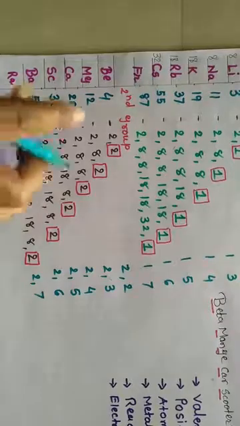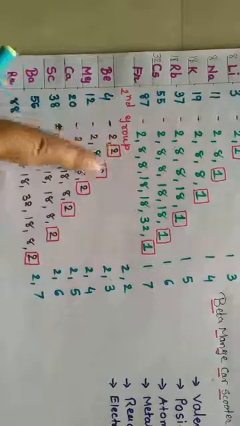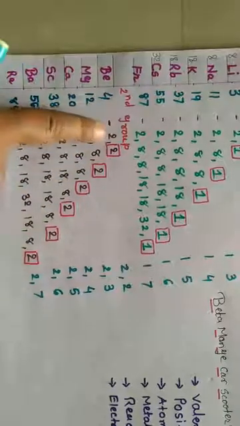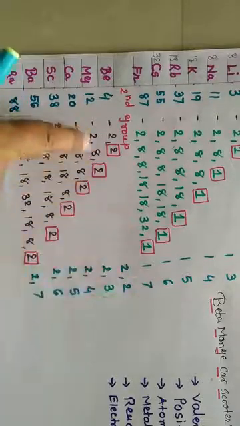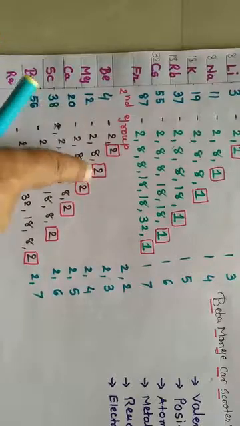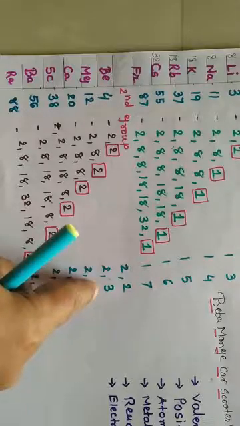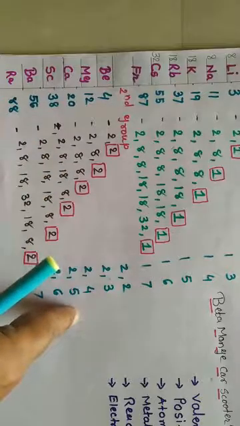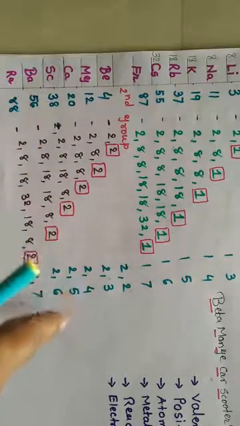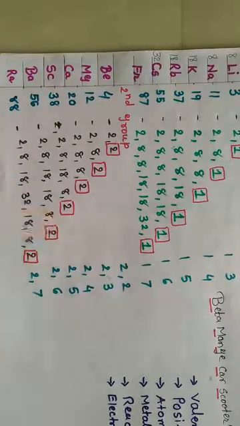Again, go for the electronic configuration and find the position. 2 is the valency of all the elements. 2 orbits and valency 2, so second group, second period. Valency 2 and 3 orbits, so second group, third period. Then for calcium, second group, fourth period. For scandium, second group, fifth period. Then for barium, second group, sixth period. And for radium, second group, seventh period.